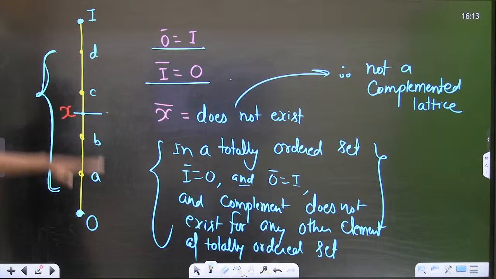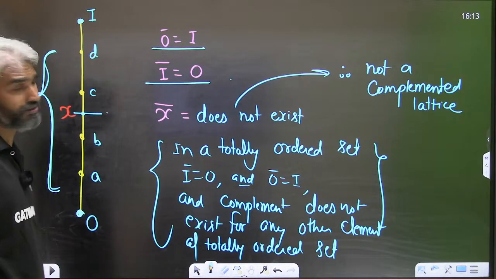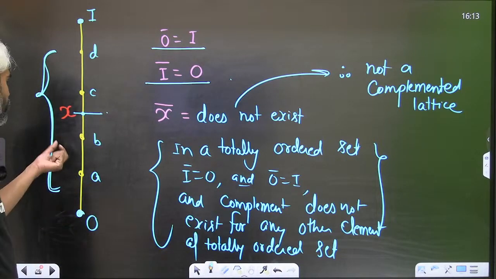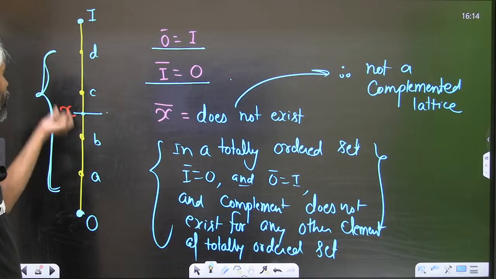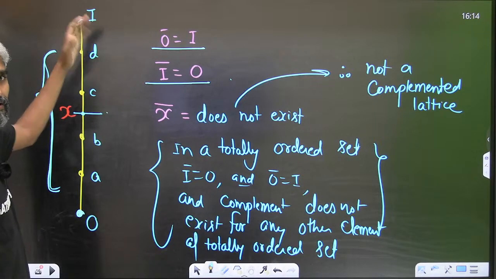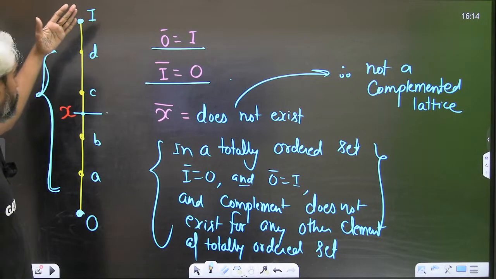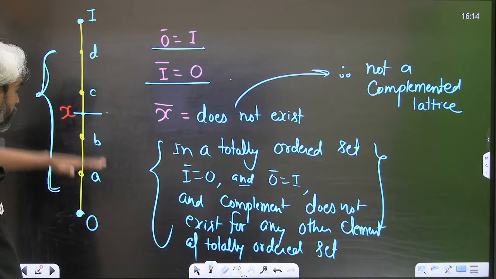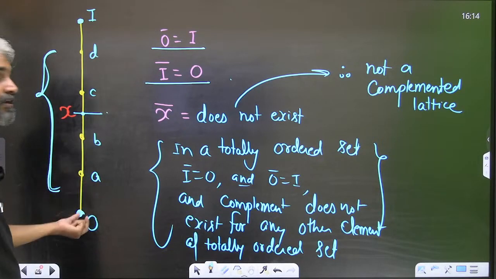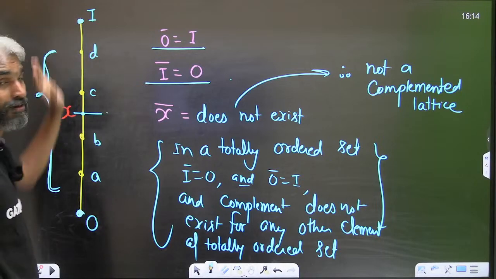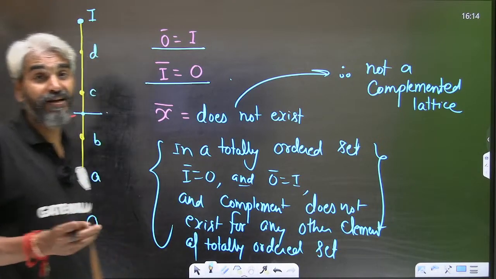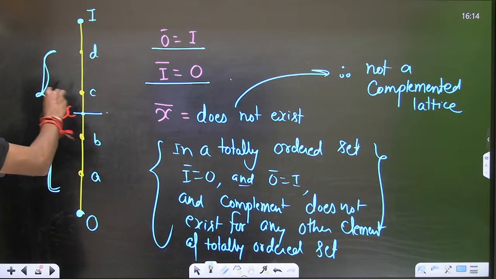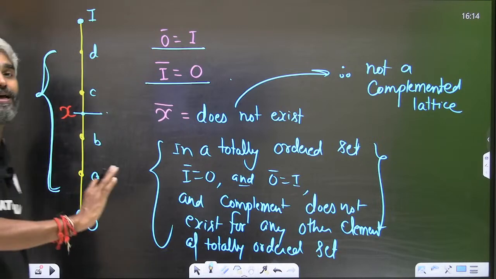Complement will not exist for any other element in the totally ordered set. I have already given you the concept that if you select an element above X in the totally ordered set, then it cannot be the complement, because the greatest lower bound with X will be X only, it can never become O. If you take any element below X, then the least upper bound of that element with X will be X only, it can never become I. Therefore, the complement of X cannot exist. Complement of an intermediate element in a totally ordered set cannot exist.